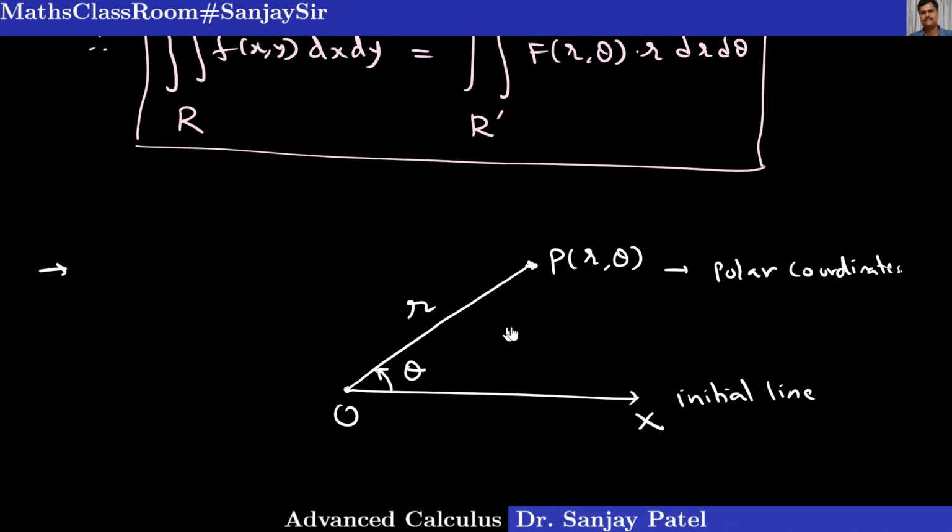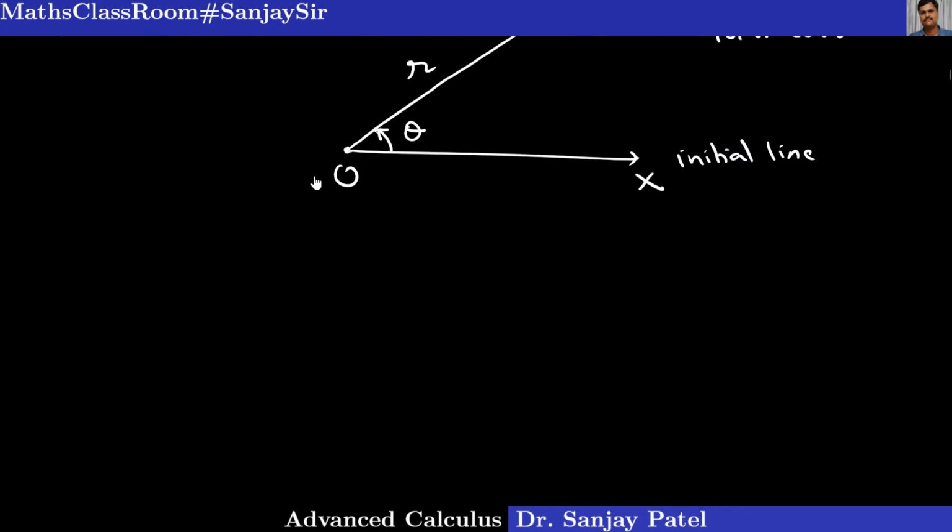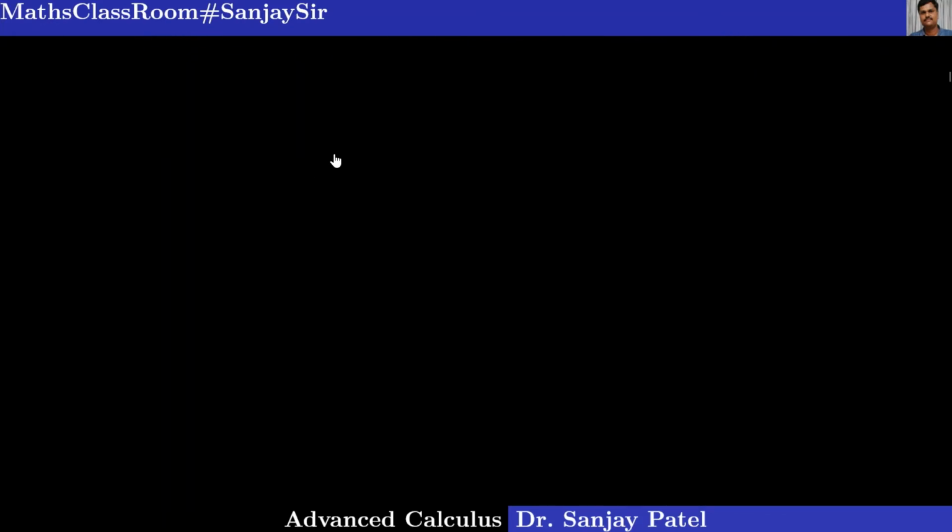Now we want to transform the triple integral into the cylindrical coordinate system, so let me explain that also. You know what the cylindrical coordinate system is? How it is defined, and what is the relation between the cylindrical and the Cartesian coordinates.